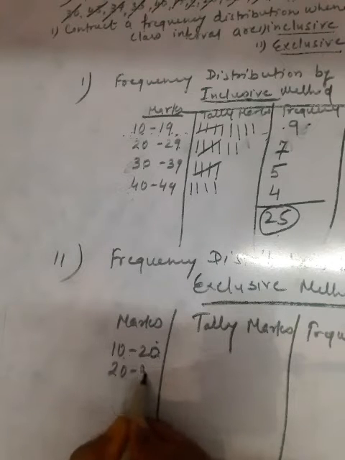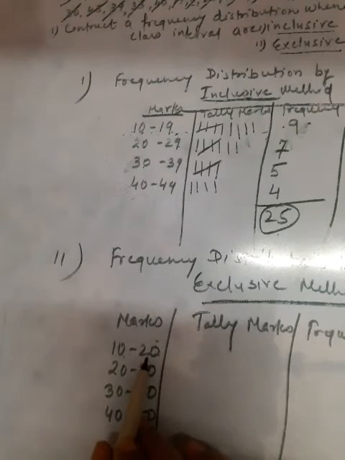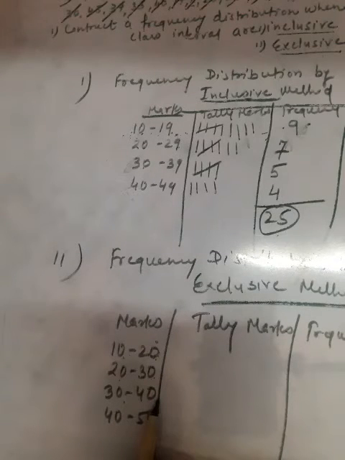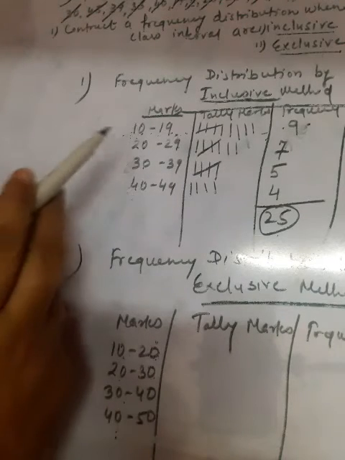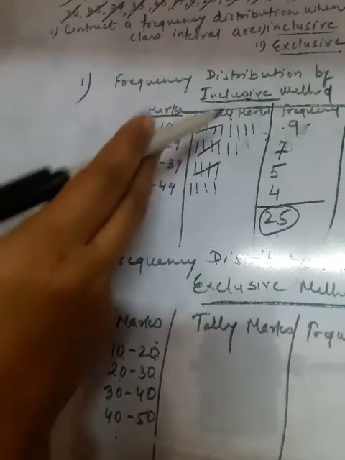Here 20 to 30, 30 to 40, 40 to 50. It means the marks 20 will not be counted in the first class. That mark 20 will be counted in the next class. Then again 30 will be counted in the next class, and likewise 40 will be counted in the next succeeding class. Okay, and in an inclusive series, both limits, upper and lower limit, are counted in the same class.